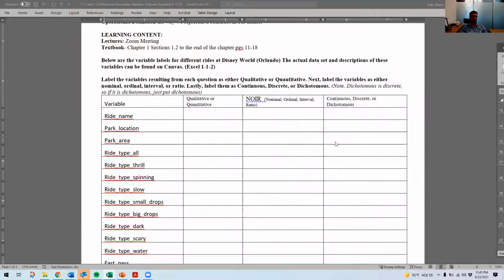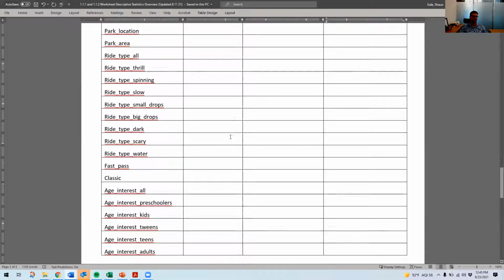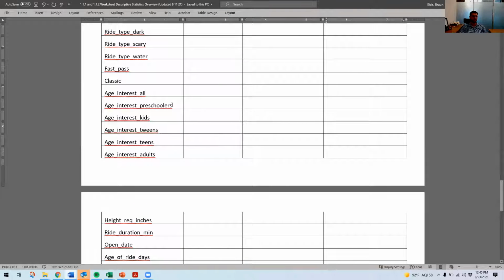And so you come back over here and you say, okay, what type of data is this? Is it nominal, ordinal, interval, ratio? Is it continuous, discrete, or dichotomous? And you can also work together with your group to do this.